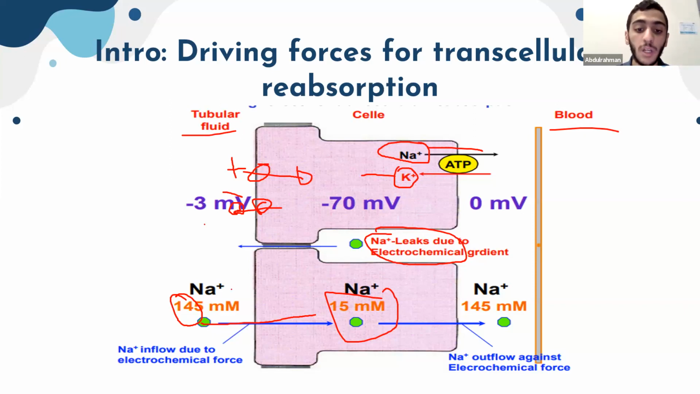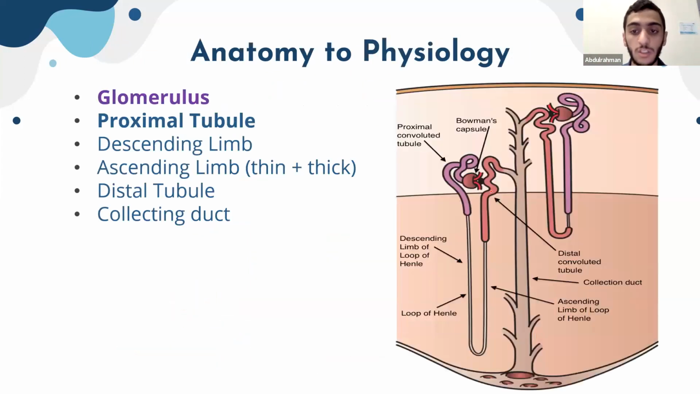Tamam? So what's actually being compared is the gradient here: the -3 and the 0, and the 145 and the 145. So once they are equal, there's no more concentration gradient, then the sodium is no longer going to move. Tamam? So I apologize, I did explain it here on the -70, but actually what I should have explained it according to is the 0. Tamam? So the comparison is between one space and the other space, not inside the cell. So the blood vessels and the tubular fluid. Tamam? Okay, so this is just an introduction that you need to know.